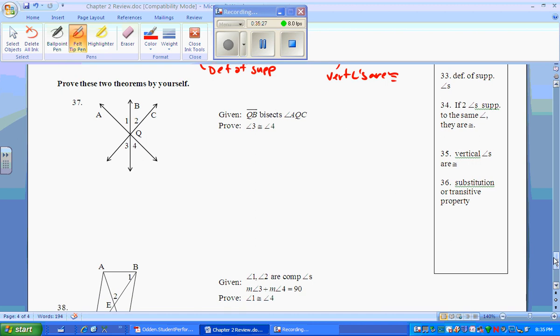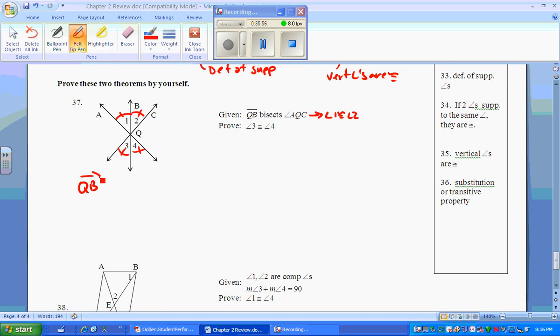And last but not least, the two proofs that you have to do on your own. QB bisects AQC. So these two end up being congruent. It's going to give you angles 1 and angle 2 is congruent. What else do you know? You know that 2 and 3 are congruent because of vertical angles. You know that 1 and 4 are vertical because vertical angles. So that means 3 and 4 also have to be congruent because they are all going to be congruent.